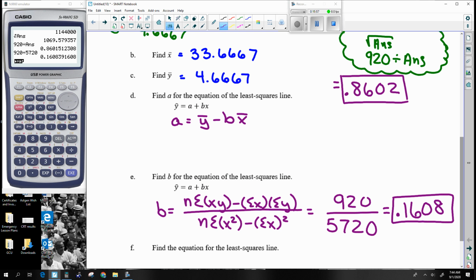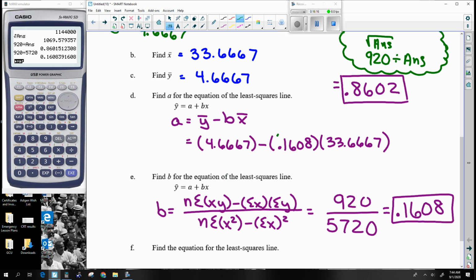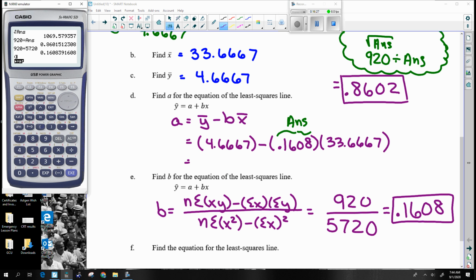Going backwards to the A formula, all I have to do is plug and chug. So y bar minus b x bar. Again, use parentheses, and instead of writing this number right here, I use answer because that's the answer that is in my calculator. But I still use parentheses and everything. So this is going to be 4.6667 minus answer times 33.6667.